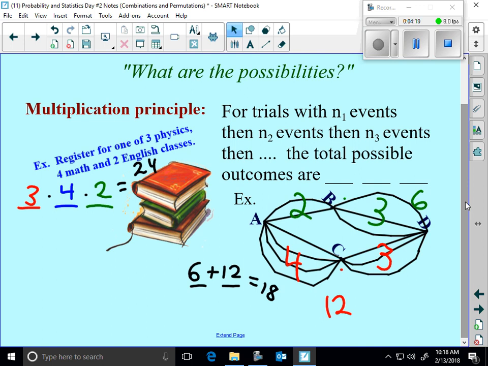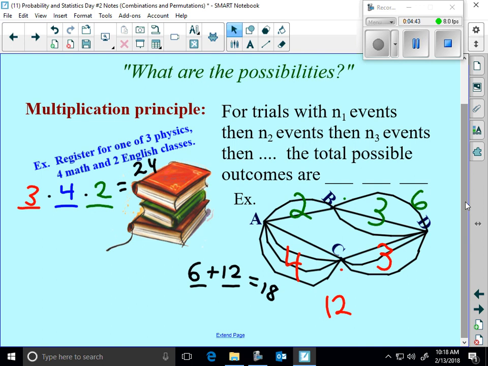Okay, can you see how registering for classes, you're registering for 3 classes by making 3 decisions consecutively. But to get from A to D, there's 2 separate stems, right? I could go either this upper route, 6 different ways, or the lower route, 12 different ways. That's why I'm going to add those.